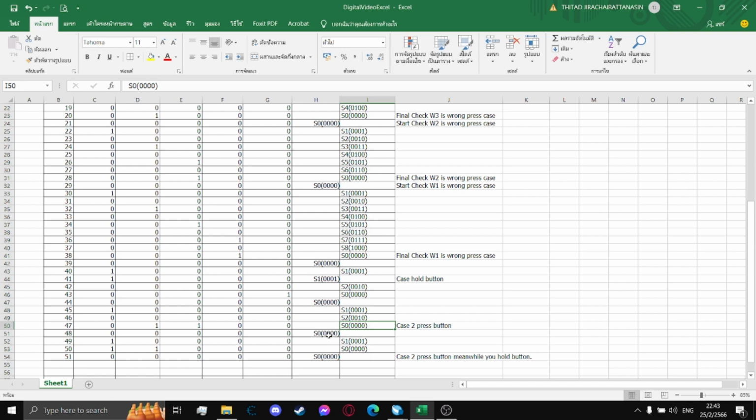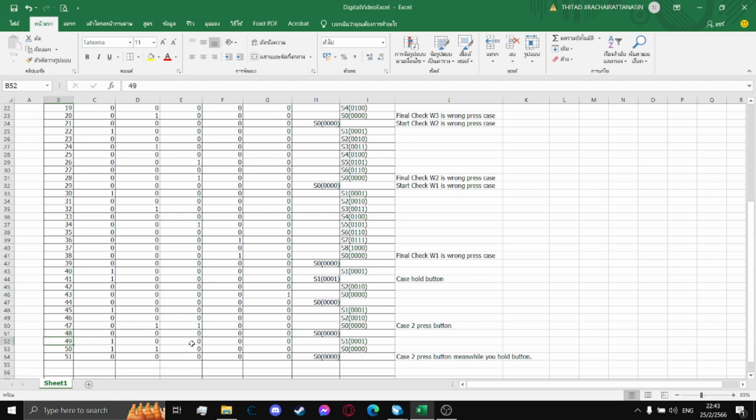Then another and last case is case 2 press button, meanwhile you hold the button. When you in the clock 48 to clock 51, they will show you in the quartet. In case 48, they will stay in a state 0.